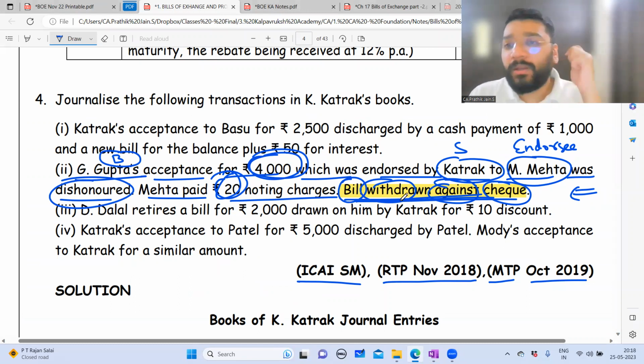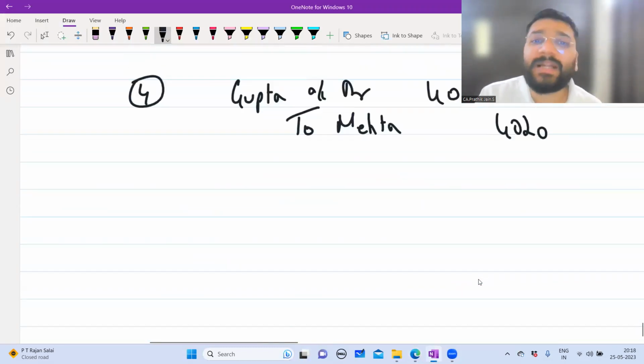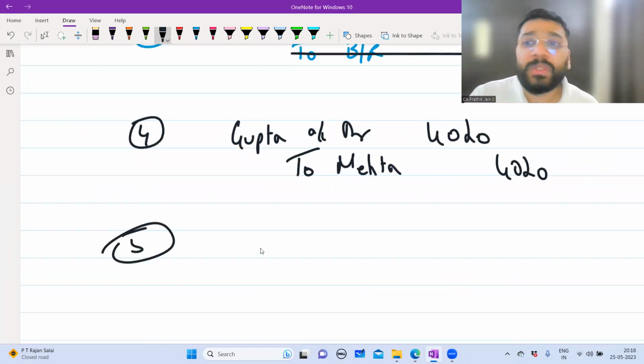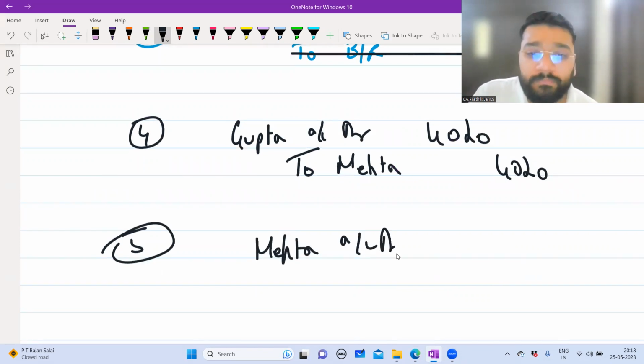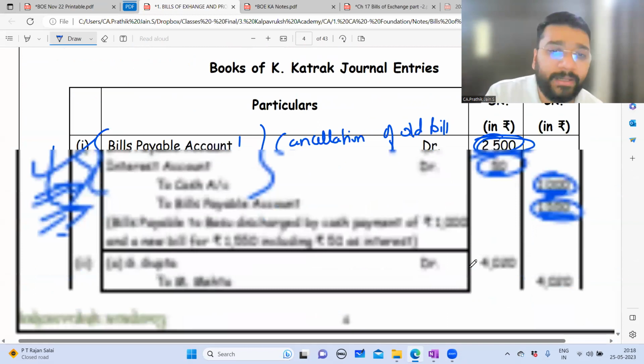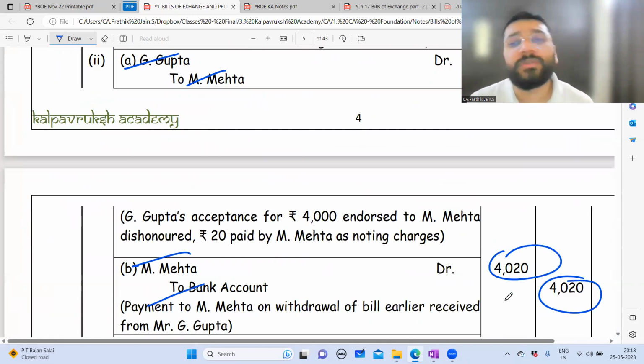So when Katrak was getting this bill back, that procedure is called bill withdrawn. So bill withdrawn means the bill was taken back by Katrak against cheque, which means he took the bill and made the payment. After this entry, Mehta started fighting with Katrak. Katrak had no other option but to make the payment to Mehta. So if I'm making the payment to Mehta, what is the journal entry? Mehta account debit to bank, 4,020. So this is the second entry: Mehta to bank, 4,020.